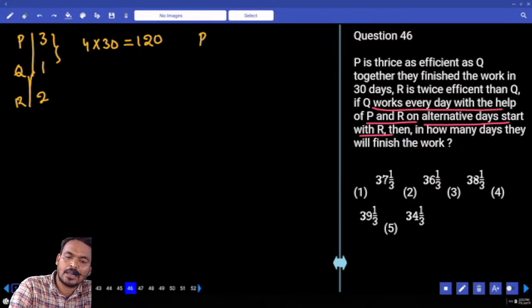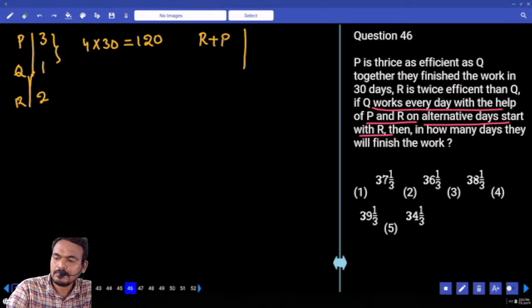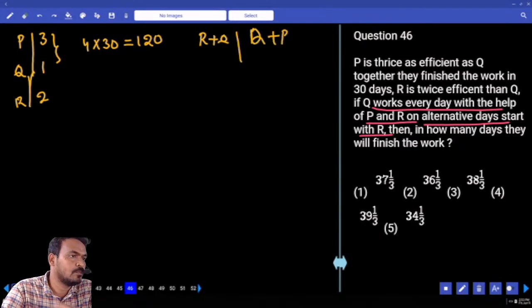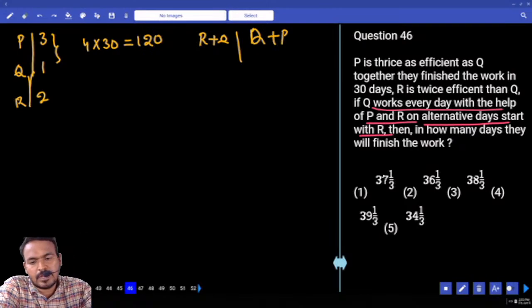Means first day R plus P or only R? R plus P. Second day, sorry, first day R plus Q. Second day R P plus Q or Q plus P or? First day which ones are working? R plus Q. Second day Q plus P.